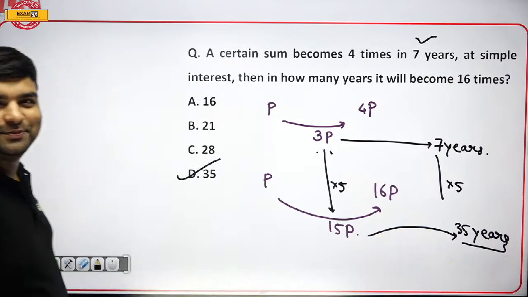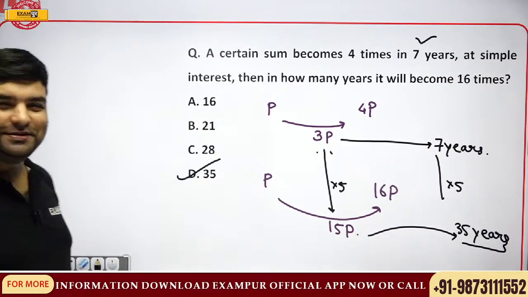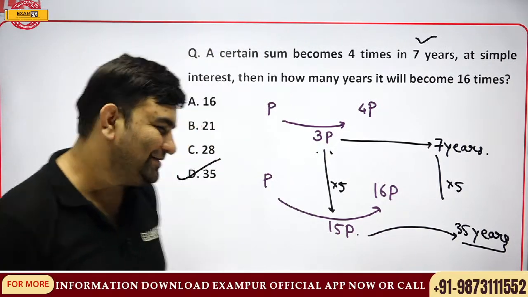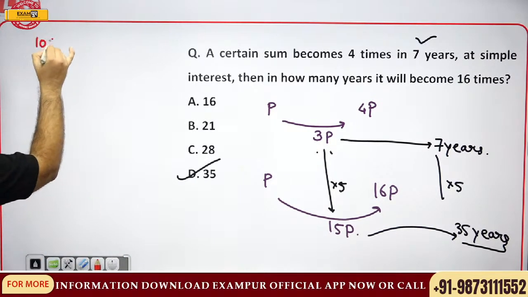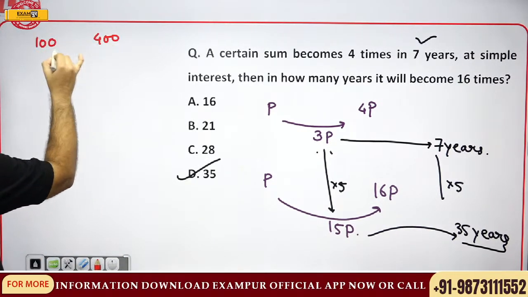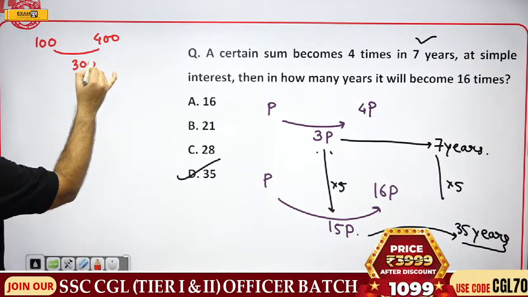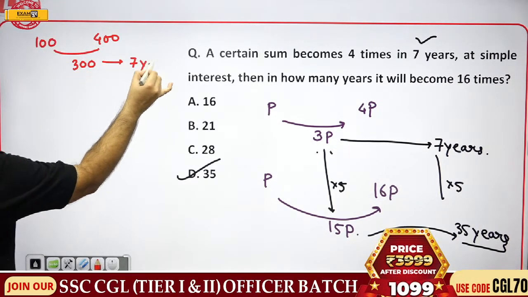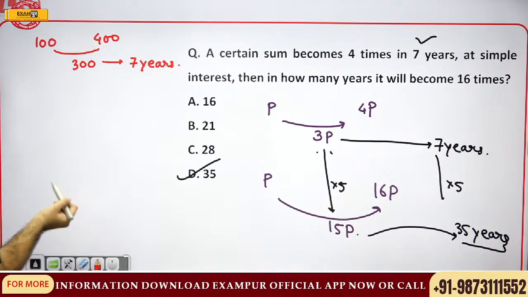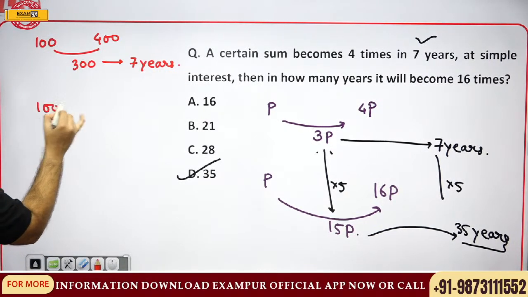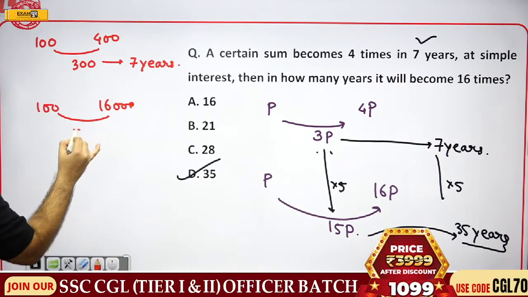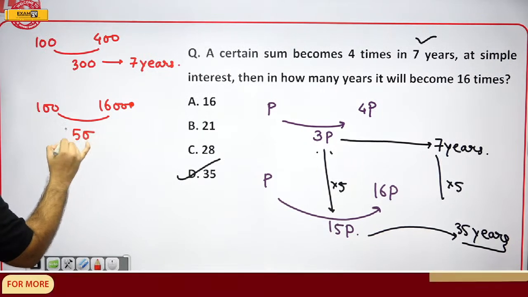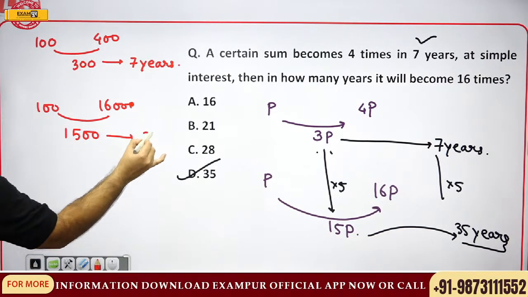Okay, let me drive it once more. It's my blunder. Oh my god. Okay, let me show you from 100 as well. 100 is becoming 400. So interest of 300 in 7 years. Then 100 will become 1600. That is interest of 500 in how many years? Interest of 1500 in how many years?